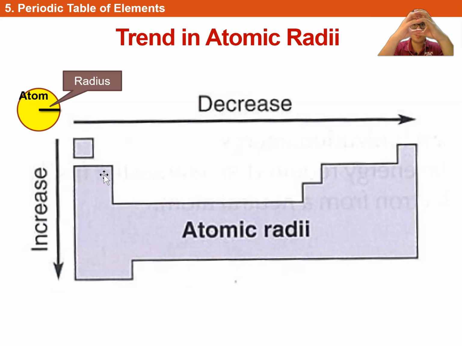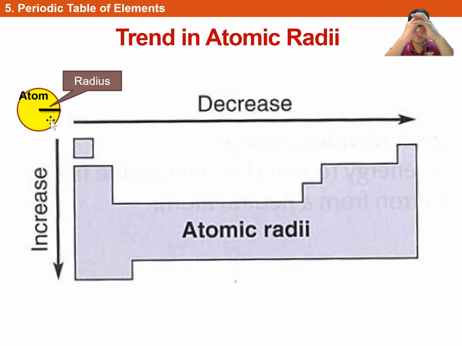Because it's in the same shell, when they get more electrons, the electrons get attracted more into the core. Because of that, the radius slightly decreases. But the moment they go to the next shell, it will increase. So within the same shell, when you have more protons and electrons, they actually have a smaller radius.